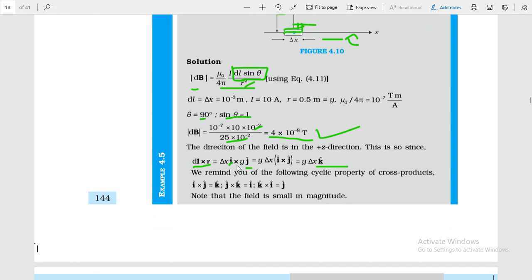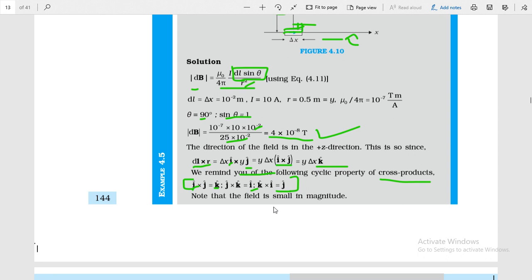If you have any problem understanding this part, let's try to understand why it is k. We remind you of the following cyclic property of the cross product. You know that i cross j is equal to k. Now j cross k is equal to i and k cross i is equal to j. So these are the properties of the cross product.